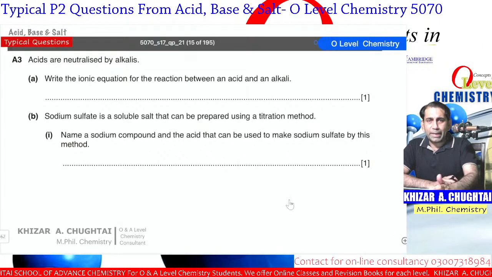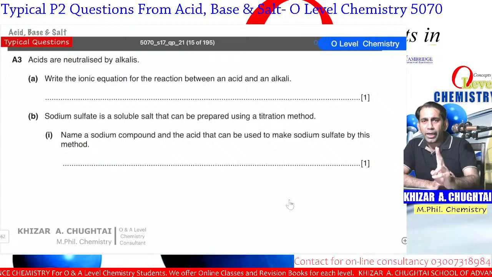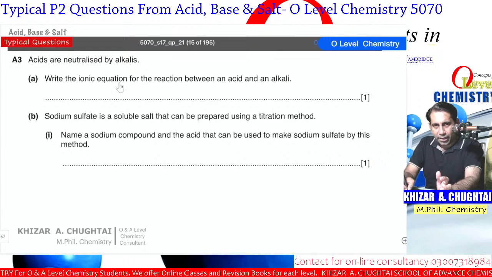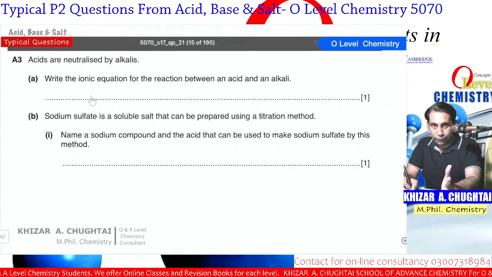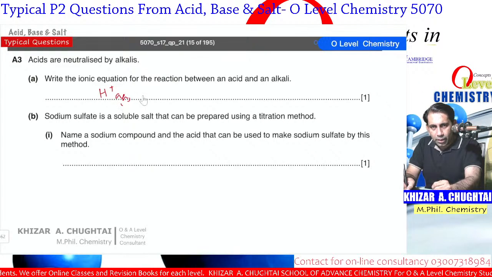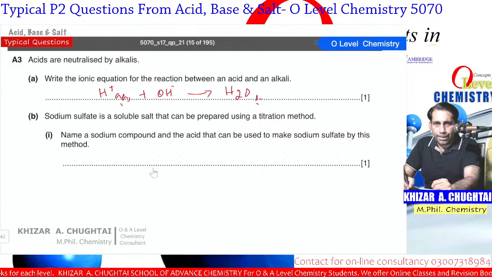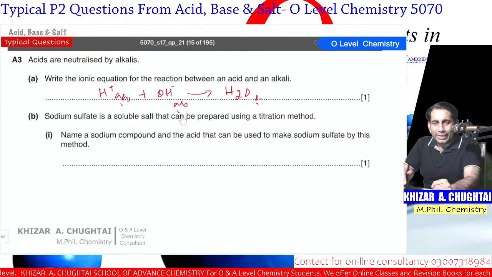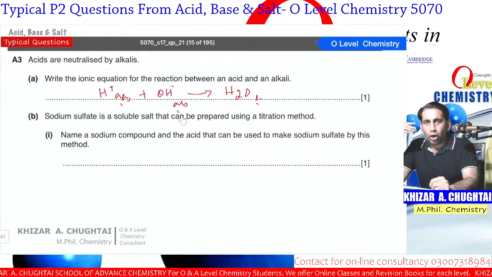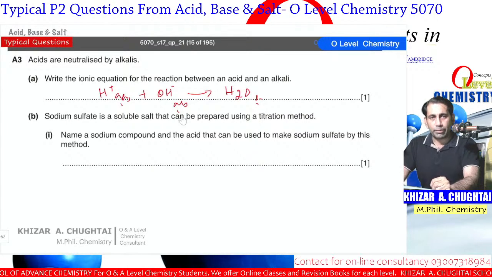Acids are neutralized by alkalis. Write the ionic equation for the reaction between acid and alkali. The ionic equation is a similar one that I explained in my first slides. That is H+ (aq) plus OH- (aq) goes to H2O (l). So that is the aqueous over here. That is the common answer for all types of acid-alkali neutralization reactions. Just keep it in your mind.